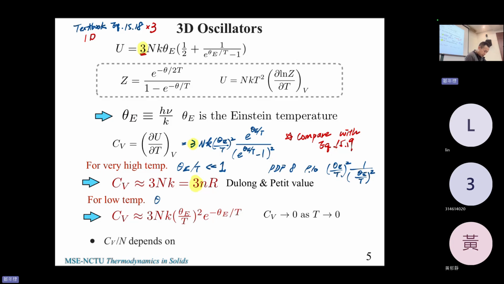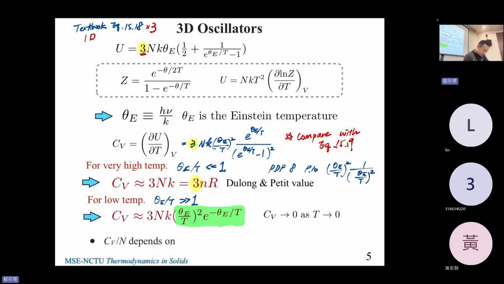By contrast, theta E over T much greater than 1 for low temperature, right? For low temperature, we substitute this condition to here, and we find that this is ugly. But don't worry, because this is again a green highlighted function, and it will reduce if theta E over T is much greater than 1.